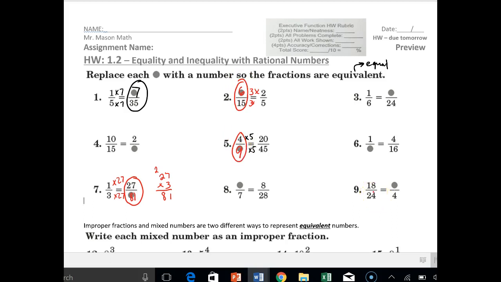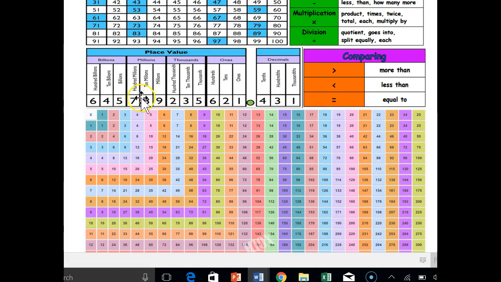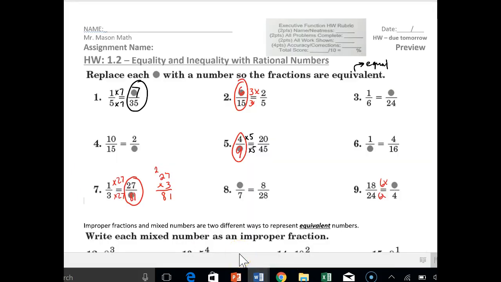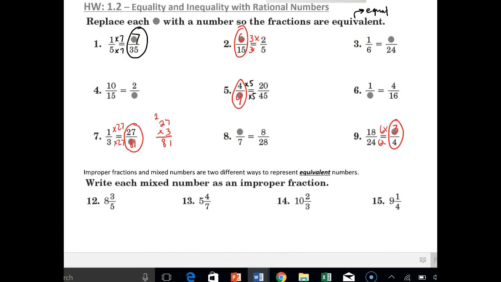And finally, number 9, 18 over 24 is the same as what over 4? So how do I get 4 to become 24? Hopefully you say, oh, I do times 6. So some number times 6 will give me 18. Again, go to your reference chart, go to 6. I go over to 18. What's the number times that? Up, 3. So 18 divided by 6 is 3. So 3 is your answer here, and it's 3/4. So 3/4 is equivalent to 18 over 24. You're responsible for the rest of them. I should see work just like I do.